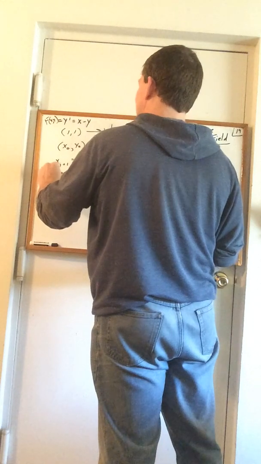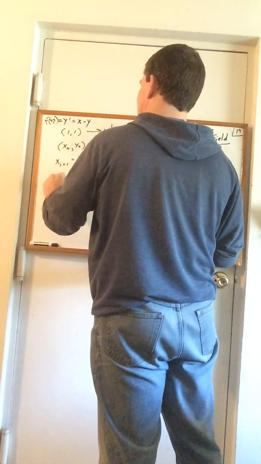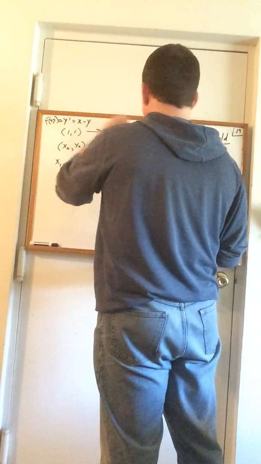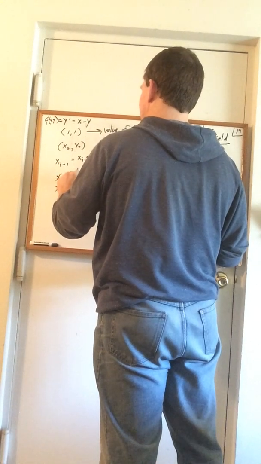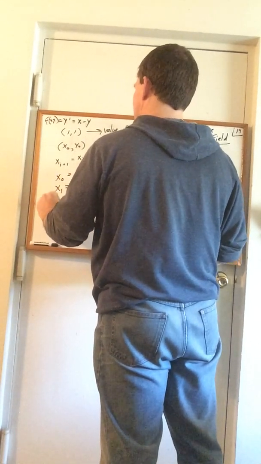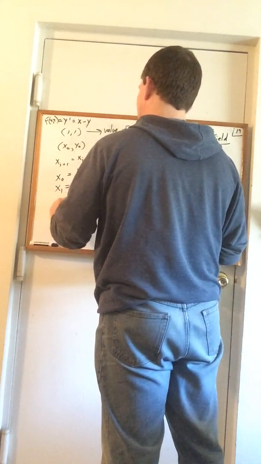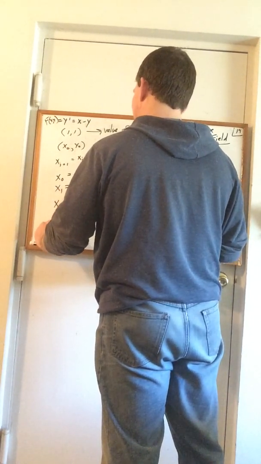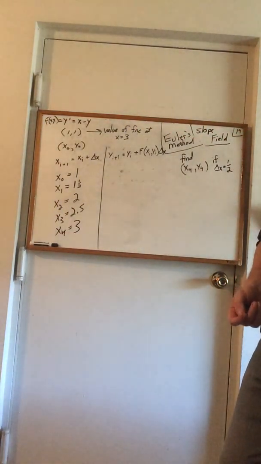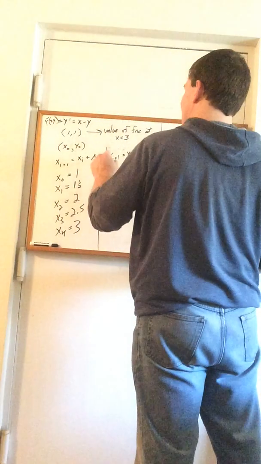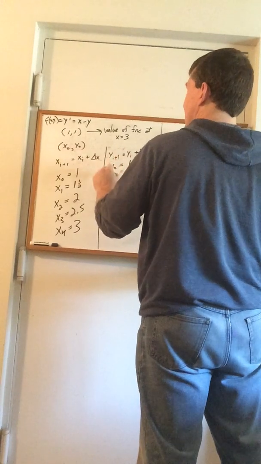The x's are easy. I have x sub 0, it's equal to 1. X sub 1 is equal to 1 plus a half by delta x, so that's 1.5. X sub 2 is equal to 1.5 plus a half, which is 2. X sub 3 is equal to 2.5. And x sub 4 is equal to 3. Those are the easy ones. Now find the y's. So let's see. Y sub 0 is equal to 1.